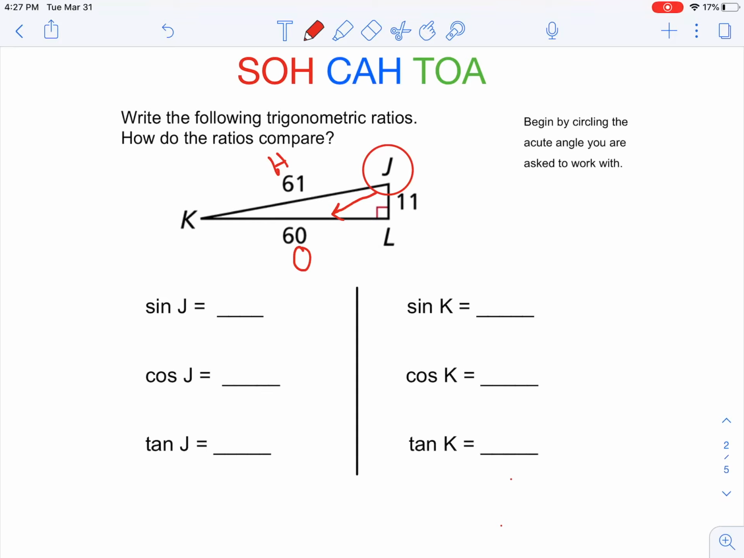So that leaves me with 11, or side JL. That would have to represent my adjacent side. So that is the side that is right next to my angle, forming my angle with the hypotenuse.